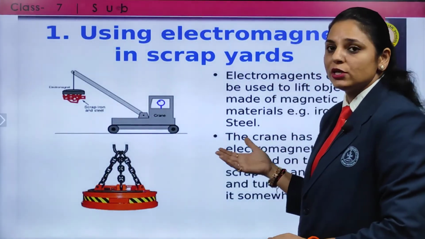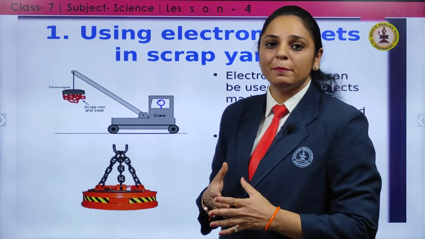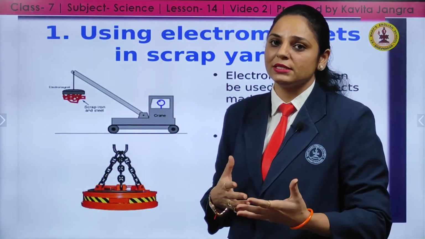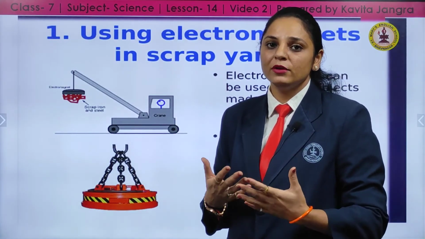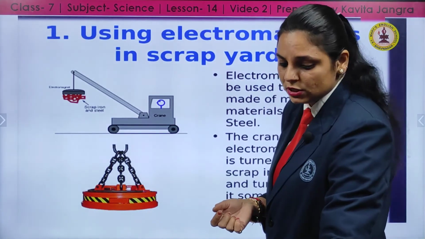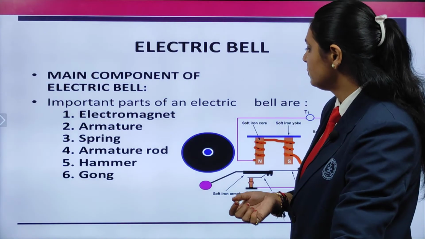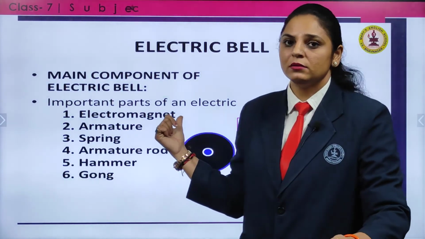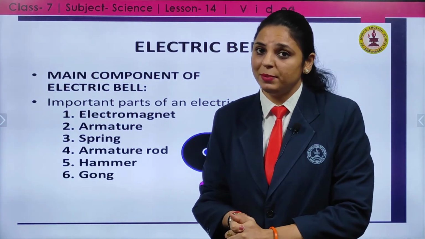So what is the application of electromagnet? It is used to separate the iron objects from the scrap, and even the iron objects from the heap of garbage. It is used in large industries. Next topic, very important, electric bell.